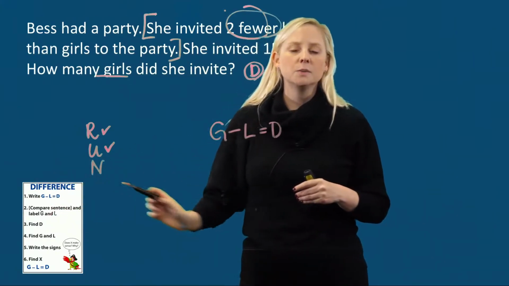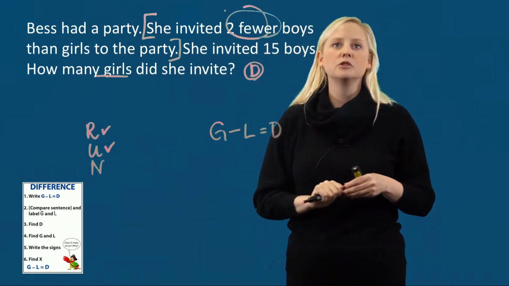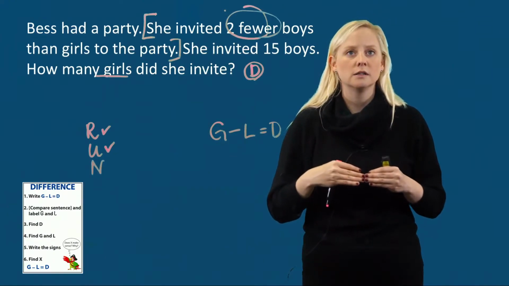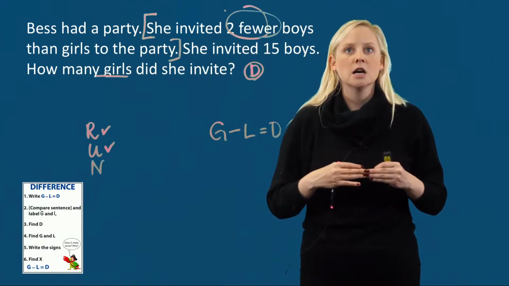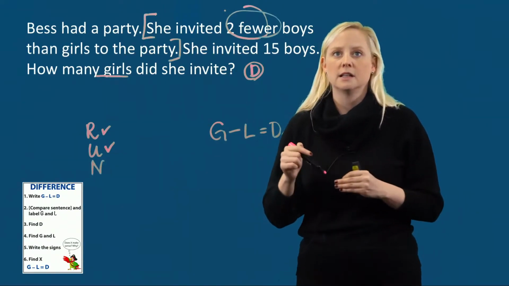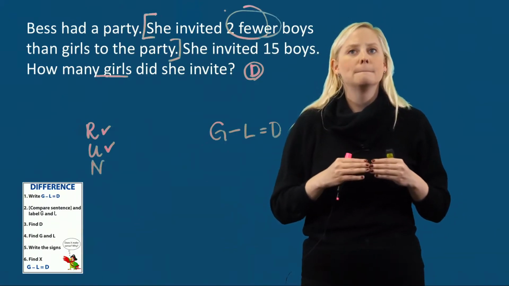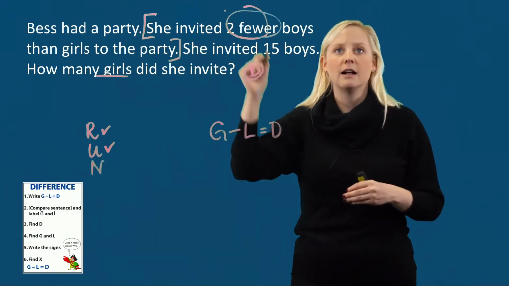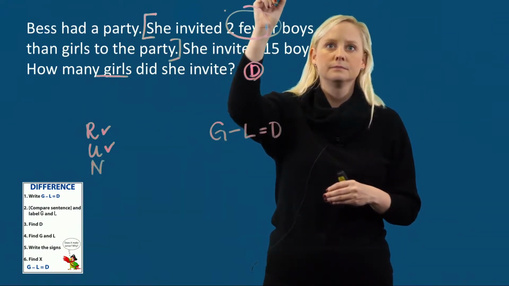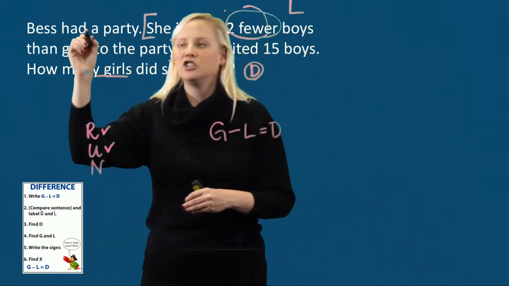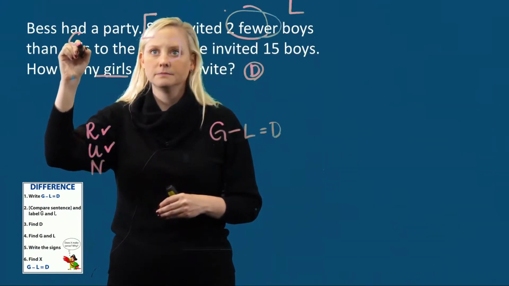Now I'm not finished with step 2. I also need to label G and L. Again, we want students to label the G and the L above the words and not the numbers. Here we have fewer boys, so we know that the boys are the amount that's less. We have more girls, so we know that the girls is the amount that's greater. So I'm going to put an L above boys. And I'm going to put a G above girls.